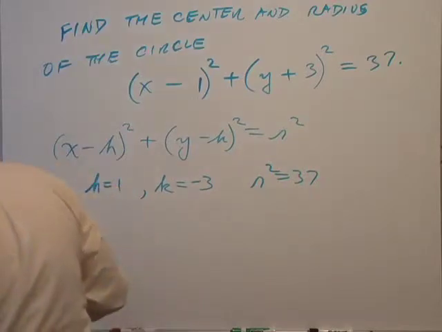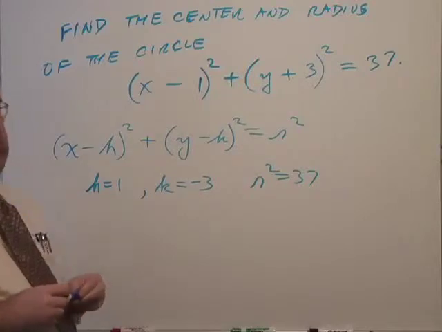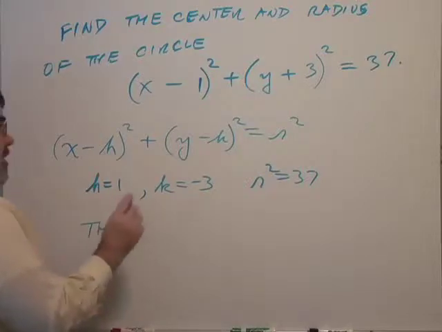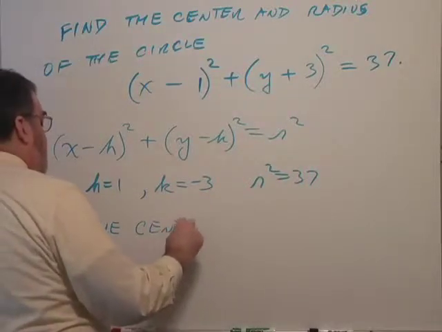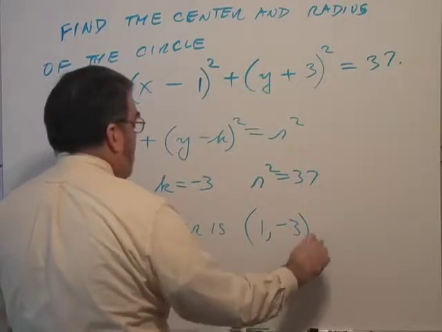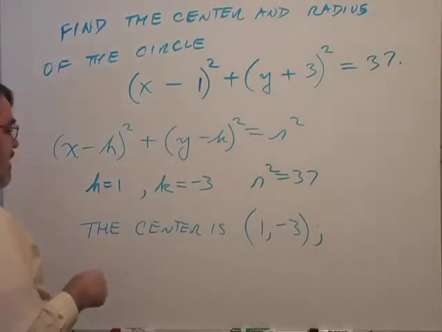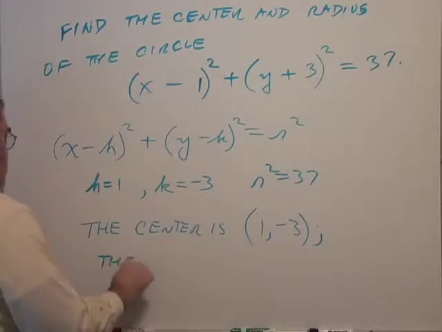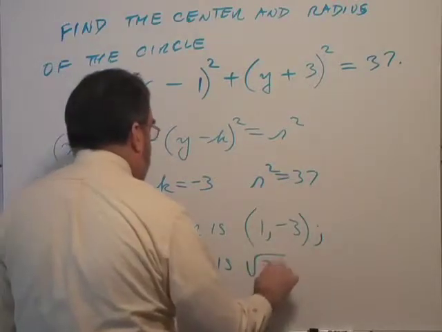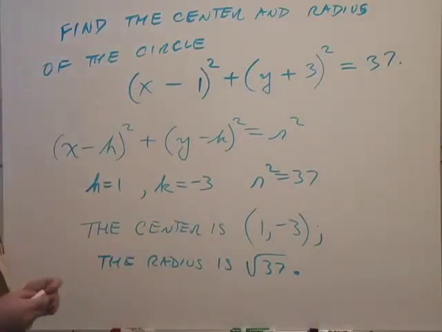And by the way, I expect a sentence on these. So don't write a coordinate point and r equal a number. I want a sentence to communicate. The center is (1, -3); I'll use a semicolon. You don't have to do exactly like me, but I like a sentence of some sort. The radius is the square root of 37. So don't forget to take the square root of the number on the right side.